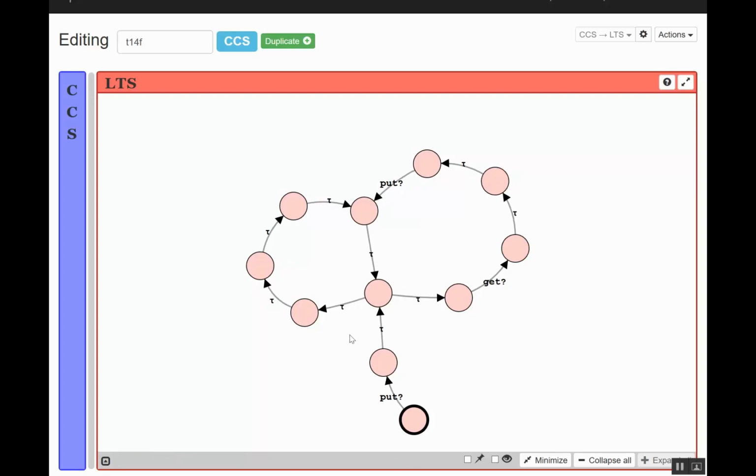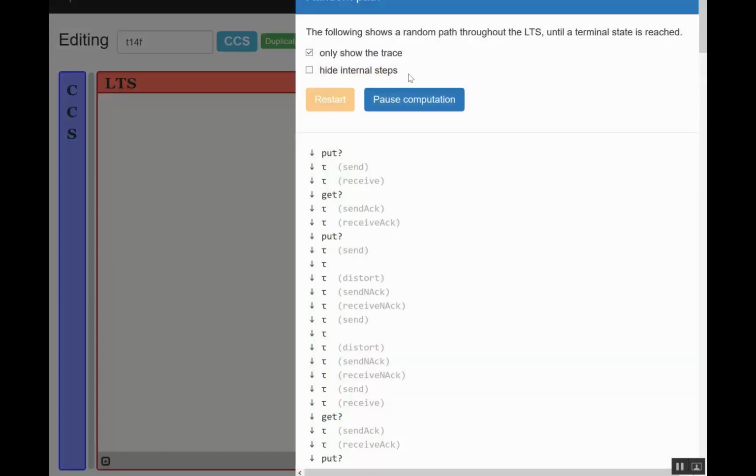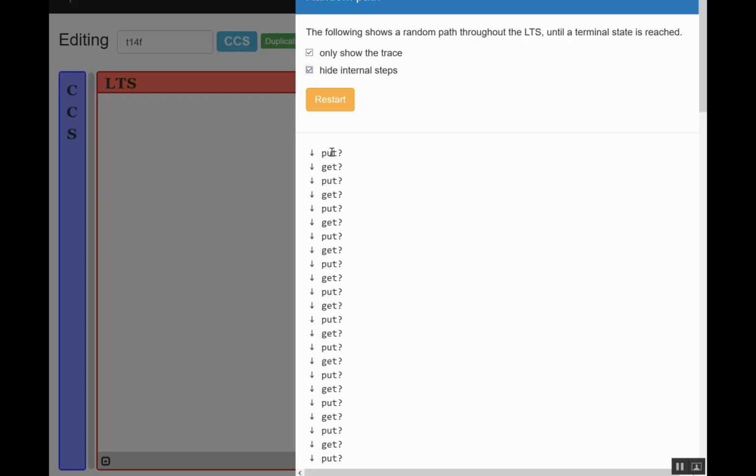Okay, amazingly, what we have now achieved is a protocol where messages can actually get lost, and if they are lost, they're resent as long as needed until they arrive. And again, if you look at the behavior from a certain perspective that we have to find out what it actually is, it is not different from the behavioral perspective to that of a one-place buffer. We can also see this from the actions. If you look at a random path, for instance, and you hide the internal steps, it is just an alternation of put and get, and put and get, right?